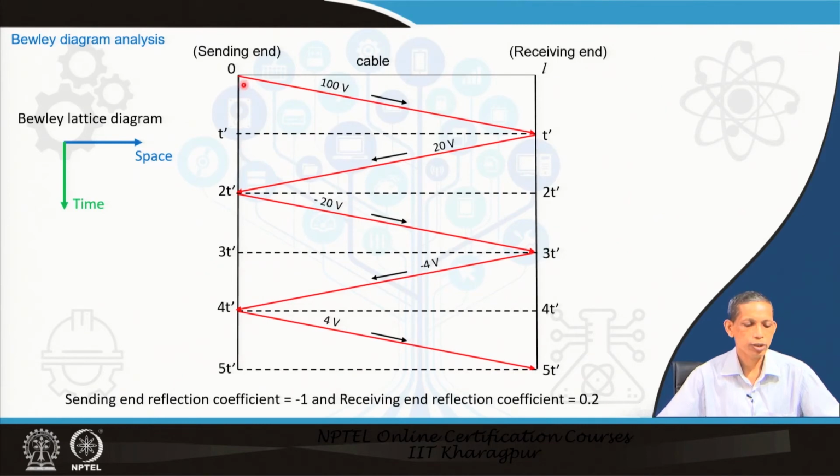Now, what you notice here, if you are observing at this point: initially 100 volt, and then finally minus 20 volt, and then again minus 4 volt, and so on. This observation reveals information about the reflected wave that can be traced out. At different instants of time, the corresponding position of the travelling wave can be inferred from this Lattice diagram.